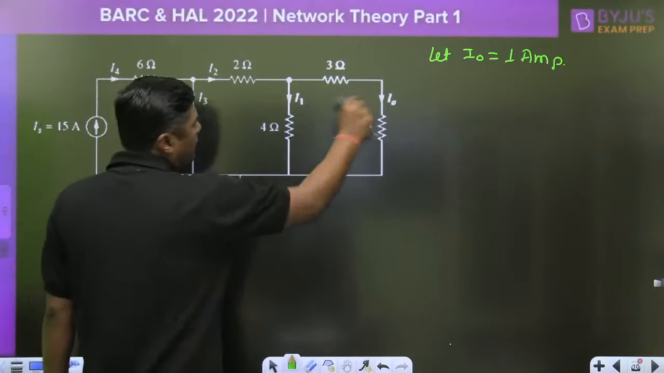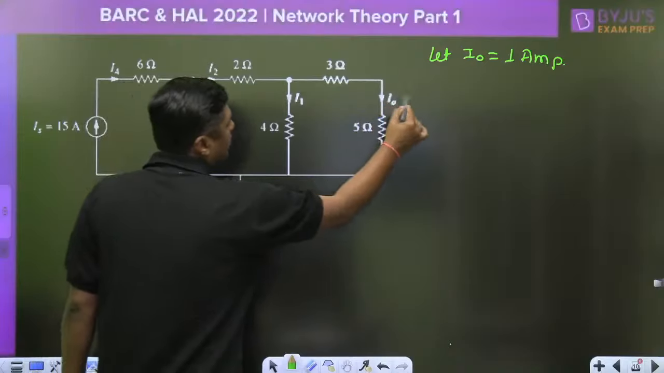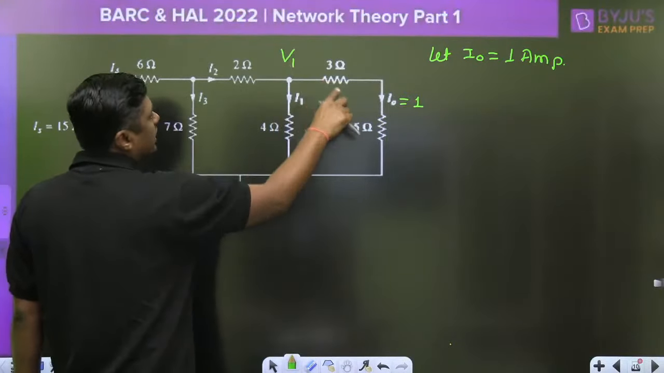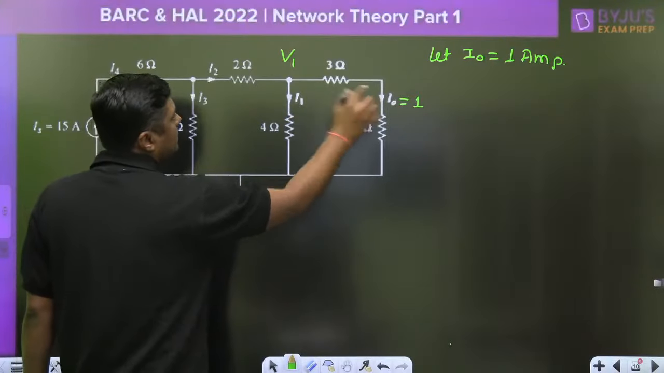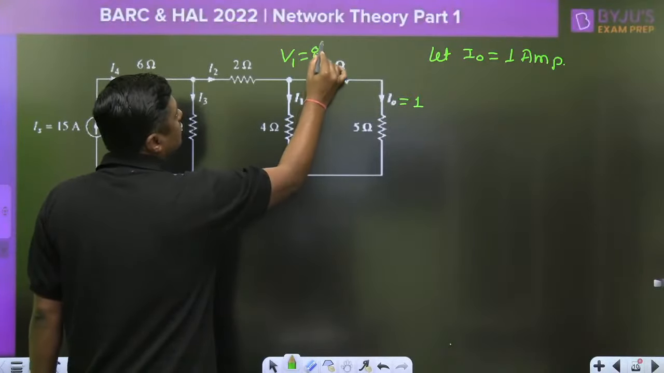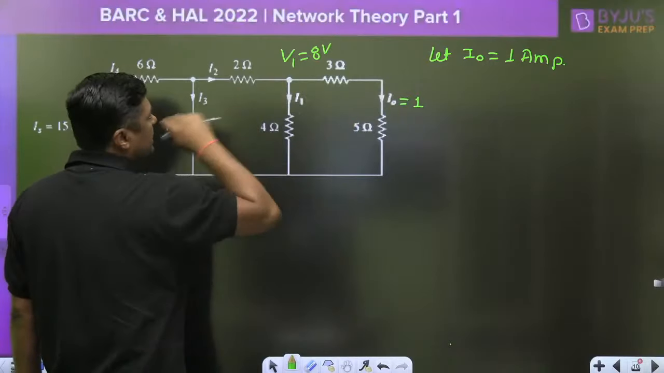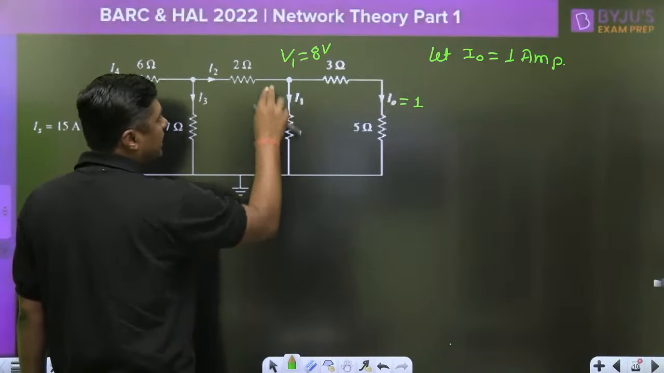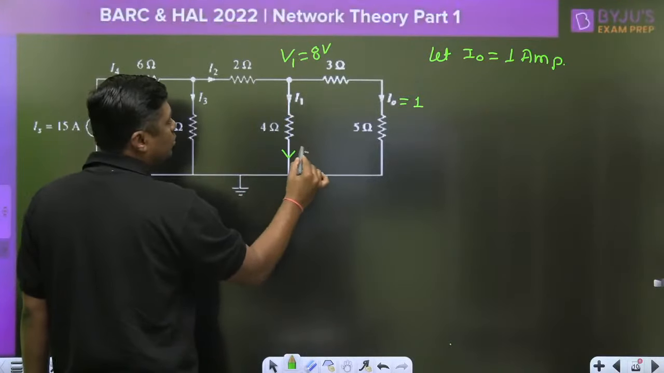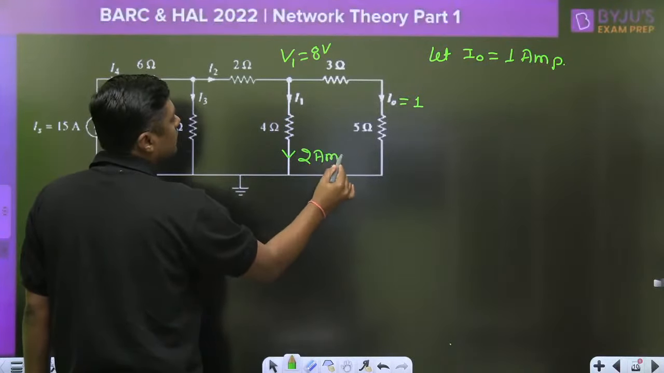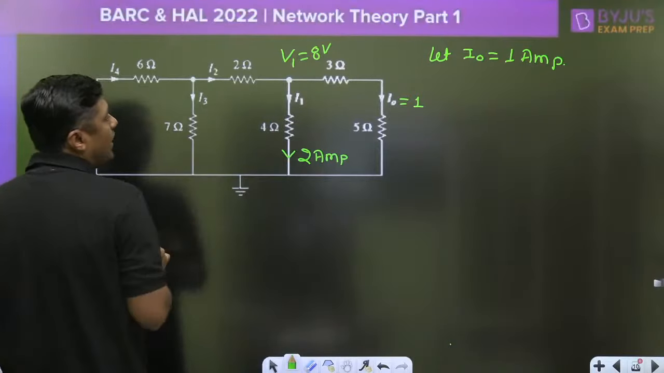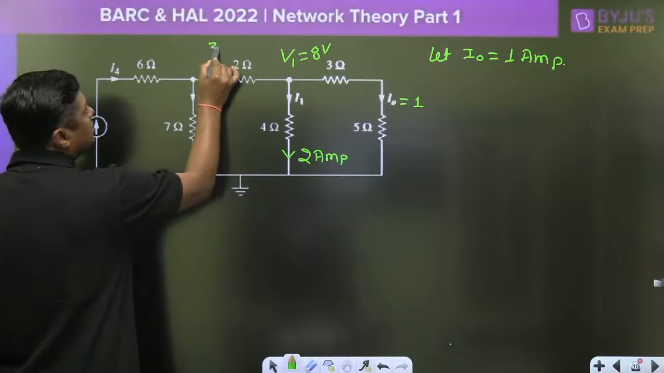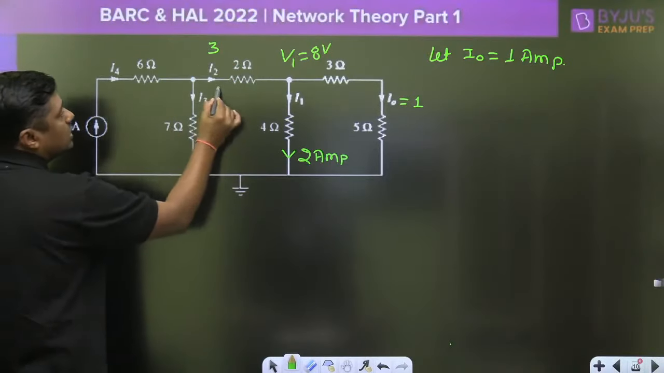So if it is 1 ampere current source, let this be the 1 ampere. What will be the voltage at this point? So 3 plus 5, 8, 1 multiplied with 8, that is the 8 volt. 8 divided by 4, what will be the current here? This current is 2 ampere. 2 plus 1, what is the current here? This current will become 3 ampere, I2. And what is the drop here?